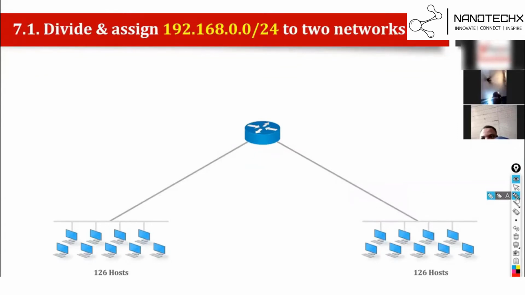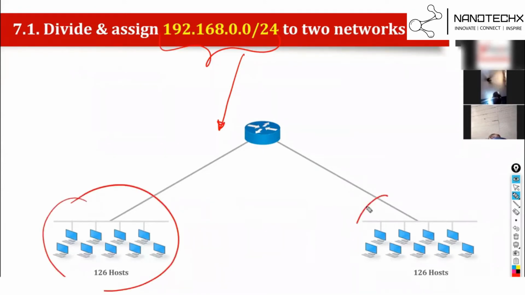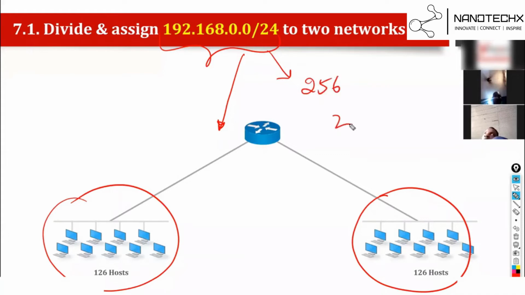For example, your company has given you 192.168. This one, they are saying please implement into this network. So you have to decide now how many networks you want, how many hosts you want, right? So you have to make it 128 hosts this side, 128 this side. First you have to see in total how many you are getting. You are getting 256. How many networks do you want? You want 2 networks. So it means you have to divide 256 into 2, which gives you 128 each.